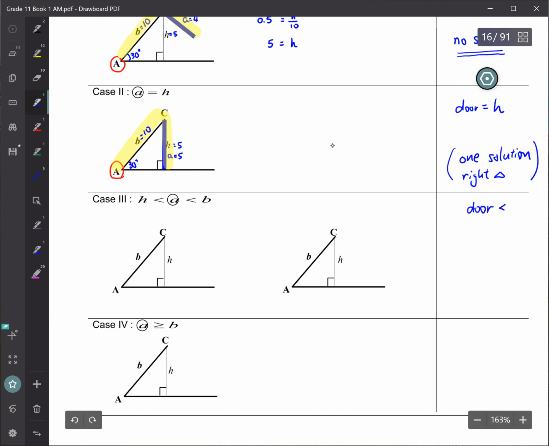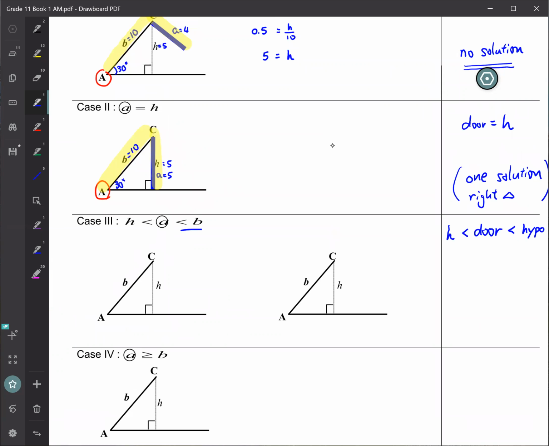is in between, shorter than the hypotenuse, but bigger than the height. So in between the hypotenuse and the height. As you can see in the chart, you should have two pictures. So let's see what the triangle will look like.